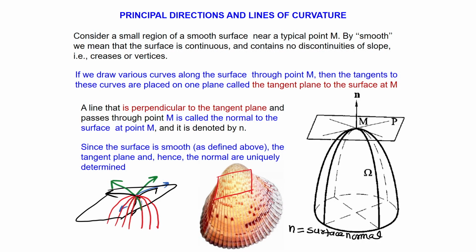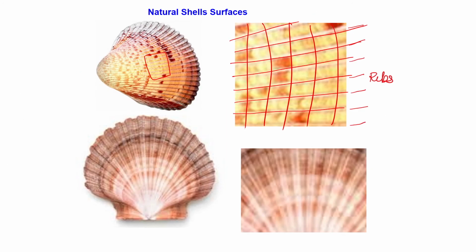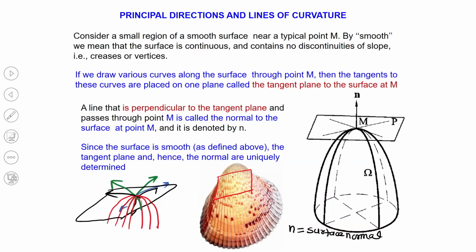So, the very first concept is principal directions or lines of curvature, like in here, these are the lines of curvature which you see on the natural shells. Though they are on these surfaces, they act as stiffeners, making the shell stiffer because here the thickness is slightly more compared to the base thickness. So, these are also known as lines of curvature, curvature lines.